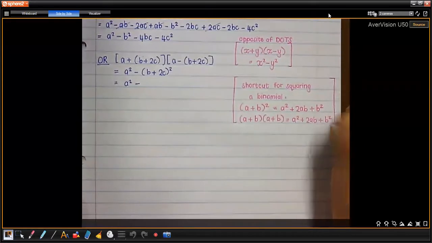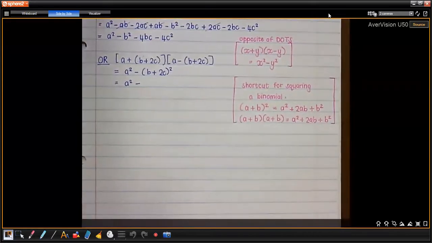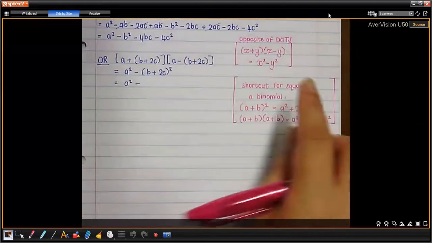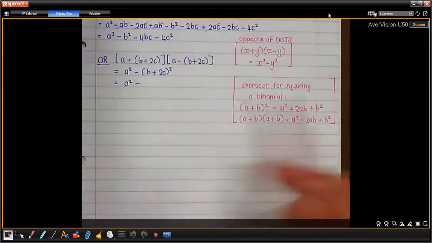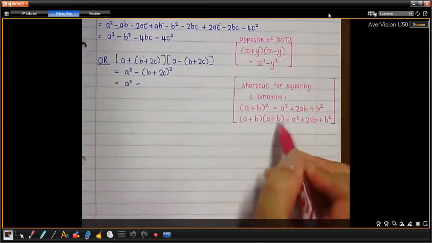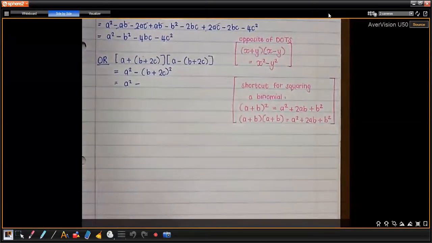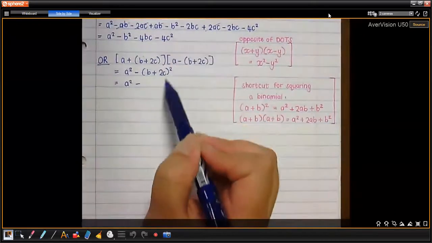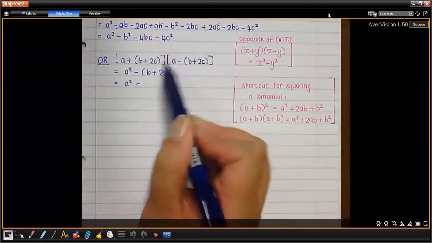But again, guys, if you are unsure whether whatever shortcut you're trying to use is correct, you can do it the old way. There's nothing wrong with that. You can write it as 2 brackets and multiply it out. That's perfect. Okay, what I'm trying to get to is that we now need to square this binomial.